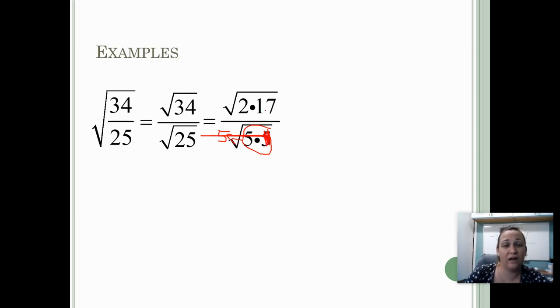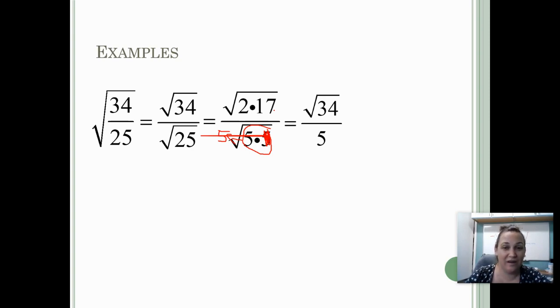Now on top, I did not have a pair of numbers. 2 and 17 is not a pair, but you do have to check. If you have a pair of numbers on top and you didn't check, then you're going to get the wrong answer. Since there's no pair of numbers on top, I'm going to go ahead and multiply those back together to the 34, and it's going to still be under the radical. And on the bottom, I've got a regular number 5 that is not under the radical.